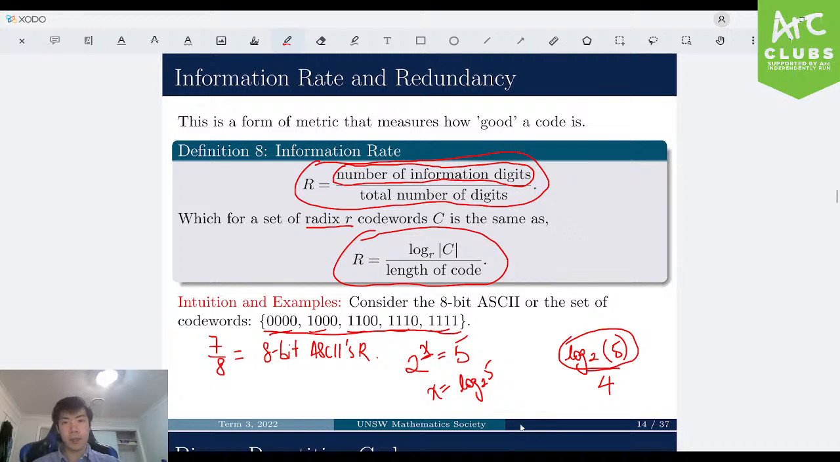So that's where this intuition comes from. Again, 2 to the power of x equals 5. You can interpret it as how many binary digits you need in each code word on average to give enough information to distinguish between 5 different symbols. To do that, you can just solve for this and get that x equals log base 2 of 5.